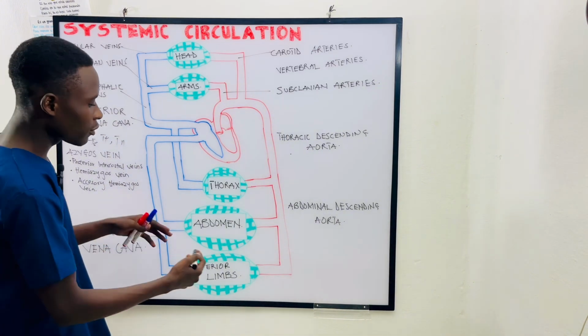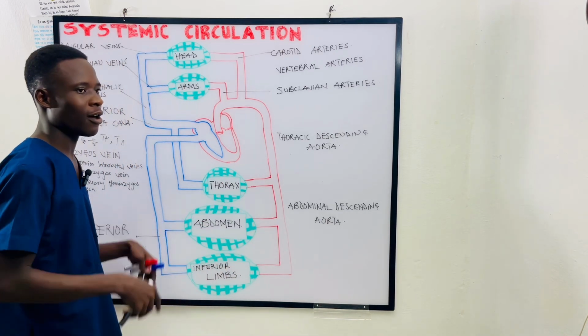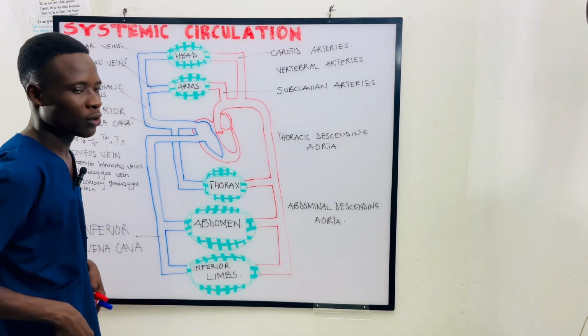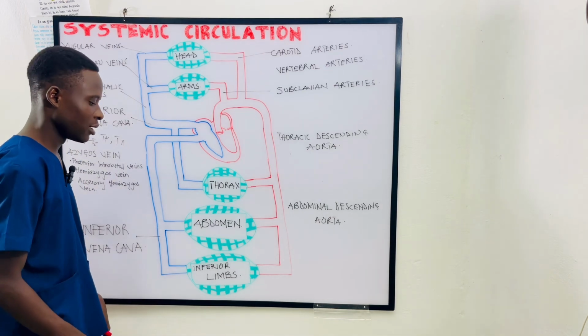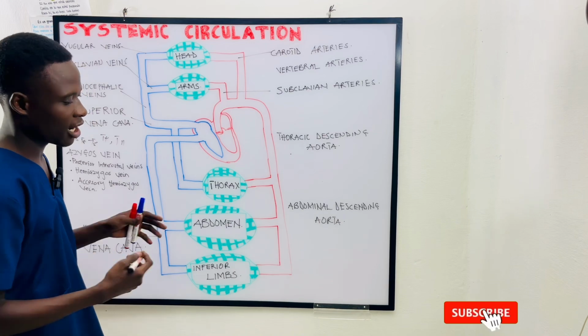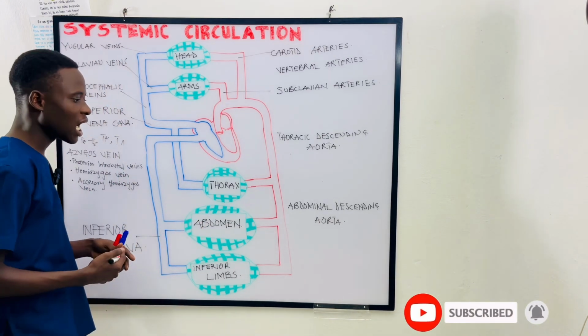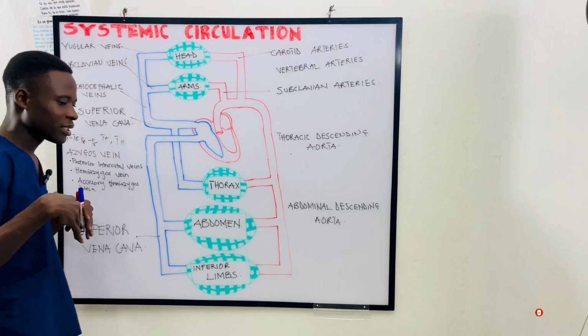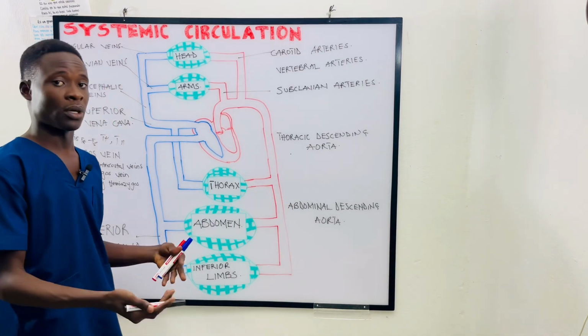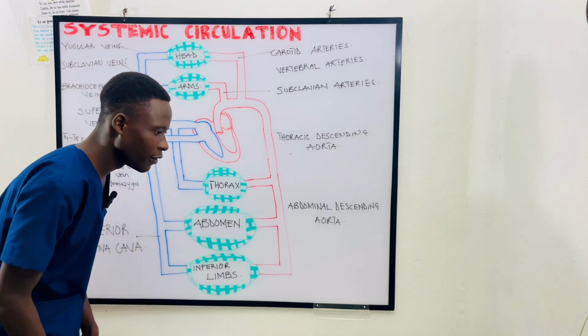Now, in continuation, we have the inferior part of the body. That is the lower limbs. You understand? Our legs. So for that part, how do we supply it? We have this artery, which is the common iliac artery. The common iliac artery sends blood. It has so many branches. You understand? It will send blood to the inferior part.